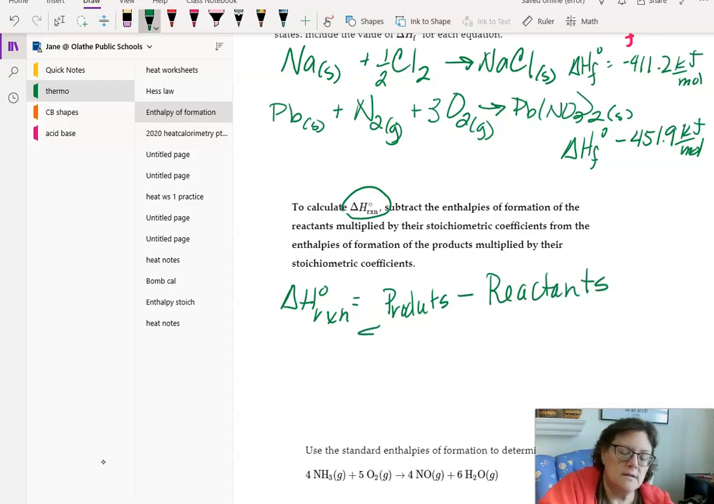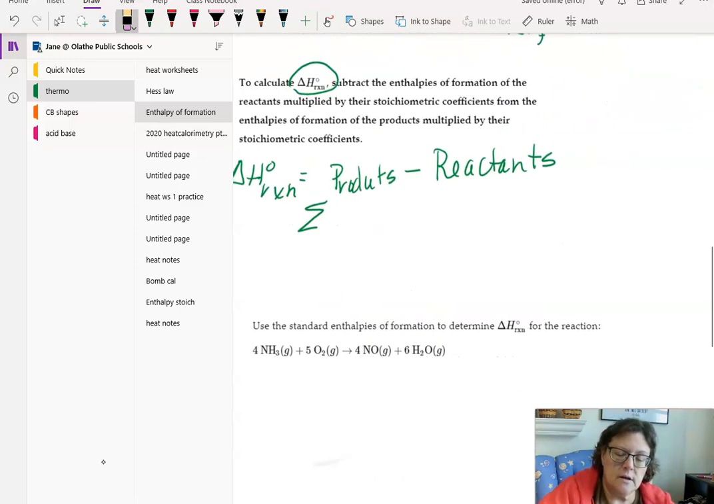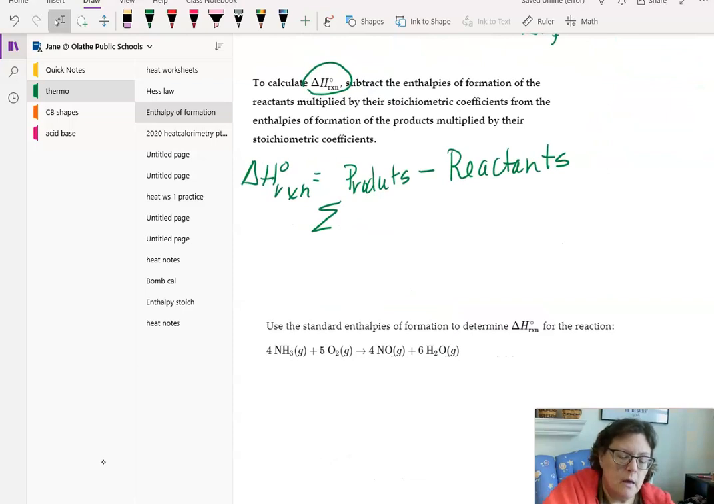All right, you're going to take the sum of whatever the coefficient is of the products. So if we look at the lead one, no, that won't work because that's a heat of formation. Let's look at this guy down here for an example. What are our products in this case? The products are nitrogen monoxide and water. So we're going to take the sum of the products.